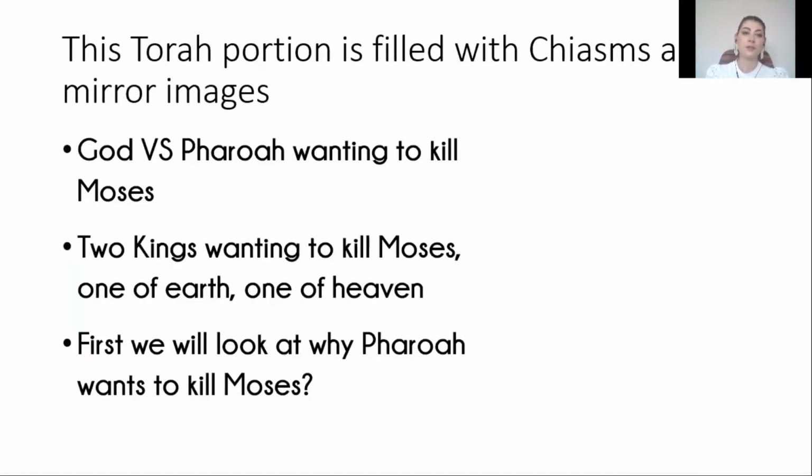This Torah portion is filled with chiasms and mirror images. Like I said earlier, God versus Pharaoh wanting to kill Moses. You can see this image of two kings. One is the king of the heavens, and one is the king physically on earth. First, we're going to look at why Pharaoh wanted to kill Moses. Many people think it's because he killed the Egyptian, and it's not. I listened to some of Aleph Beta's teachings on it, and they really helped me look deeper into this.